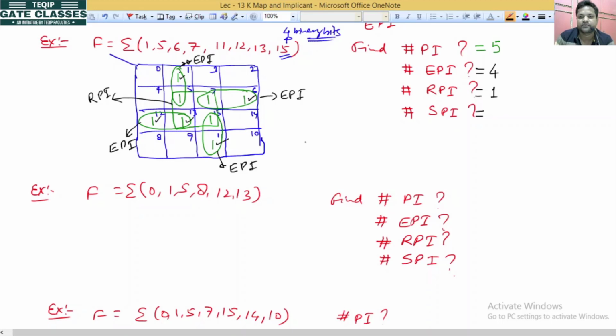How many selective PIs? A selective PI is neither EPI nor RPI. We know that all the groups are already selected in EPI and RPI. So how many SPIs are there? 0. No other group is there to be SPI, because SPI is neither RPI nor EPI.